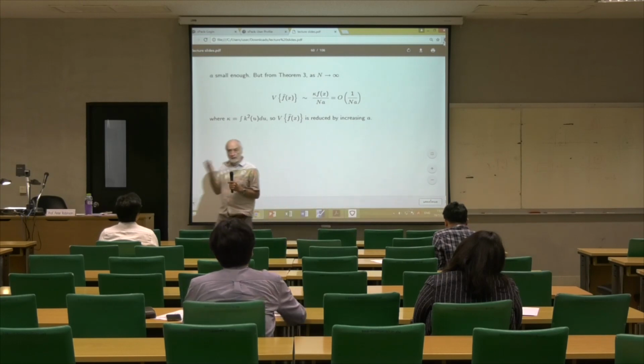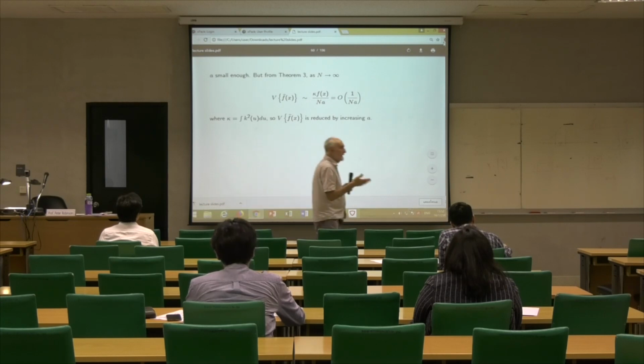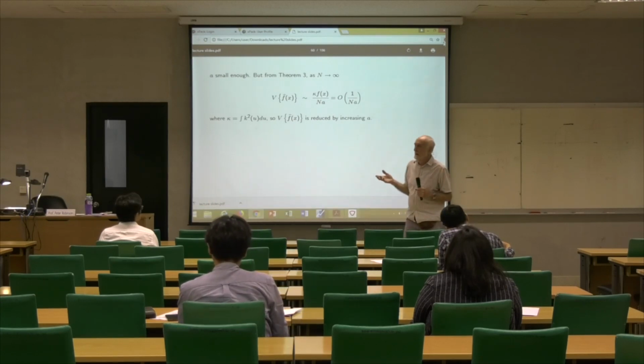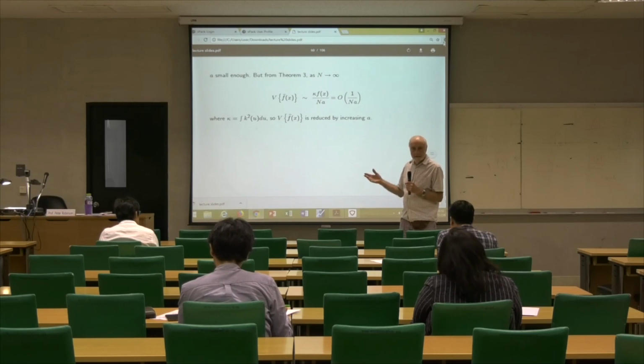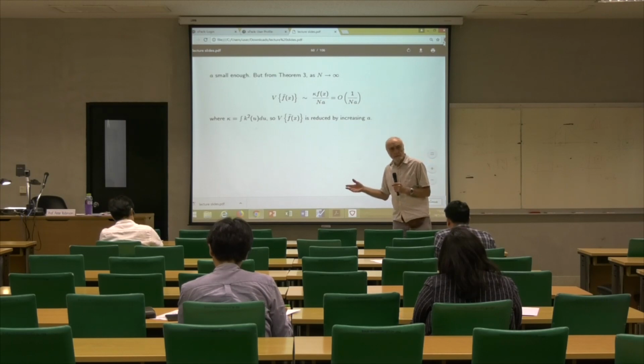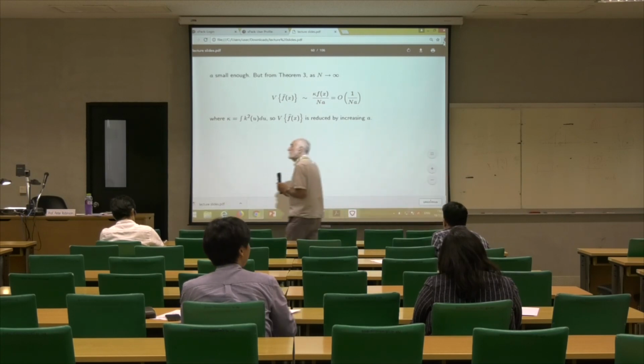So on the one hand, the bias, this is what I mentioned to begin with in a more vague kind of way, there's a conflict here. We make the bias small by making A small, but then that increases the variance. Likewise, if we make the variance small, we don't want A to be too small, but then the bias may be large. So what do we do?